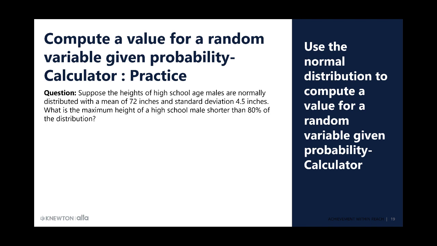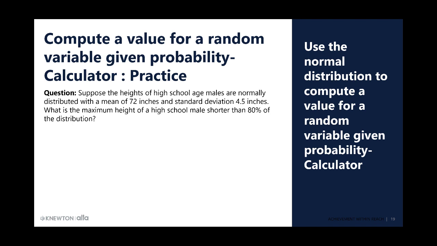Here we go. For example, suppose the heights of high school age males are normally distributed with a mean of 72 inches and a standard deviation of 4.5 inches. What is the maximum height of a high school male shorter than 80% of the distribution? So once again, they're asking for the 80th percentile. What is the guy that represents the height that's higher than 80% of everybody else?